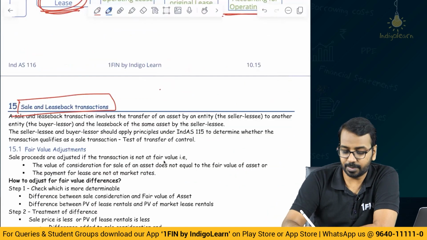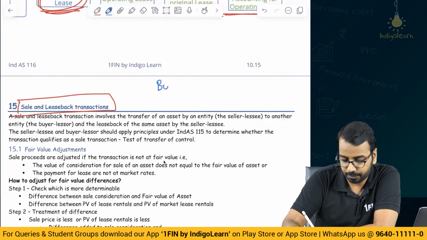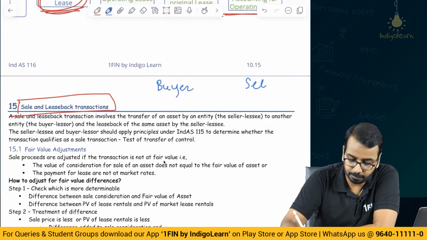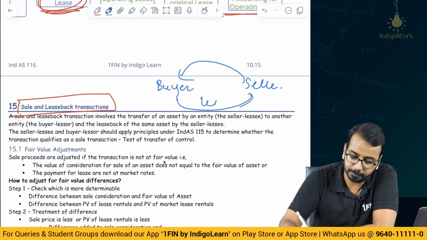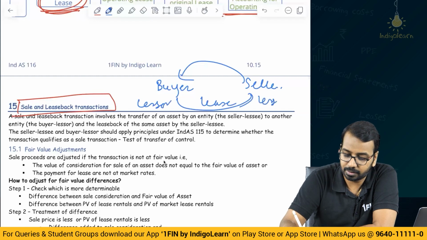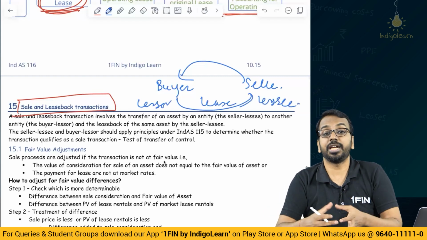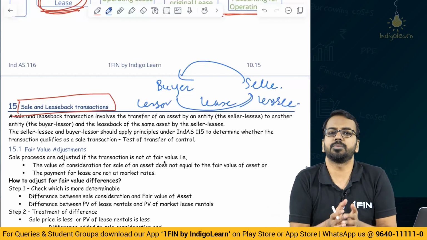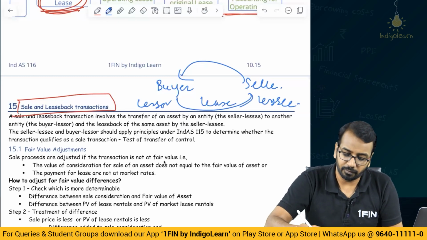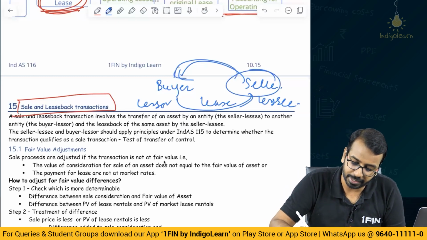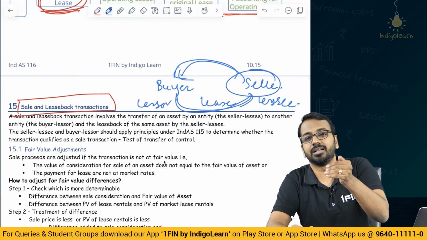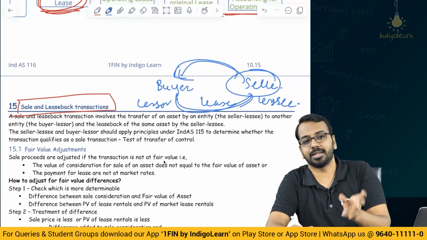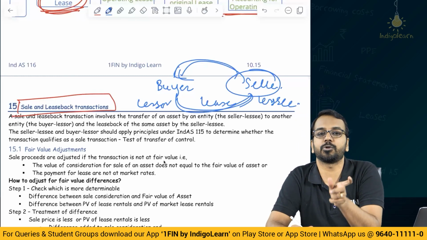Now, in case of sale and leaseback transactions, we have a buyer and a seller. The seller sells the asset to the buyer, and the buyer again leases it back to the seller. So the buyer becomes the lessor, and the seller becomes the lessee. It is negotiated as a package. The most important thing to understand is that whenever the seller sells that asset to the buyer and takes it back on lease, they are retaining the right to use a part of that asset or a specific proportion of that asset.